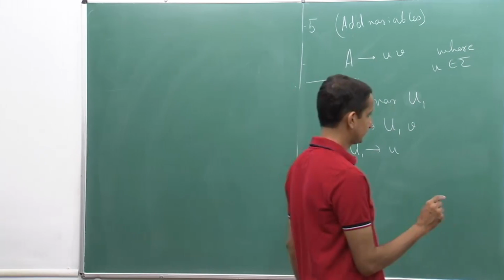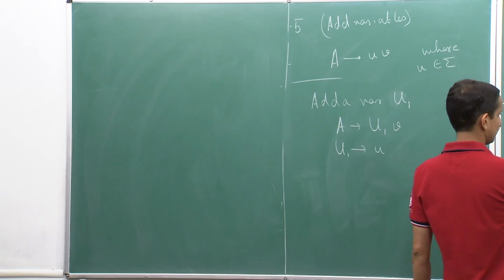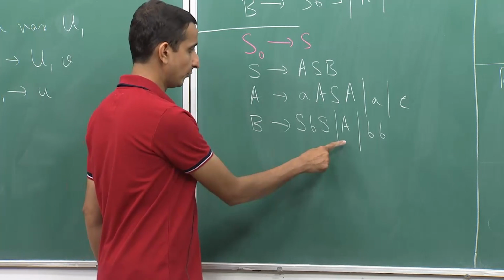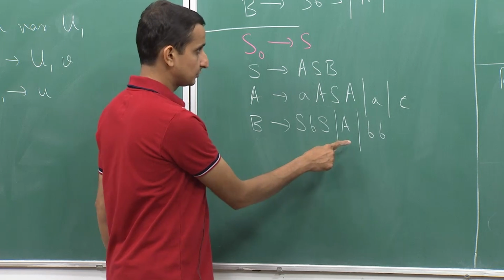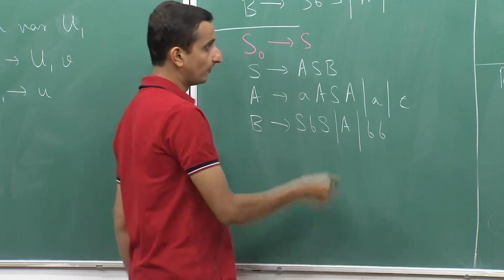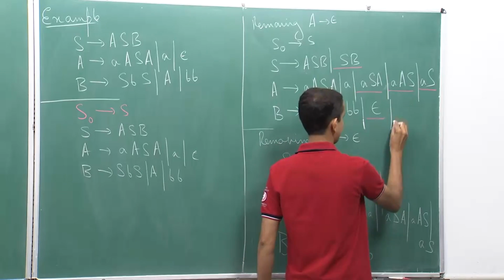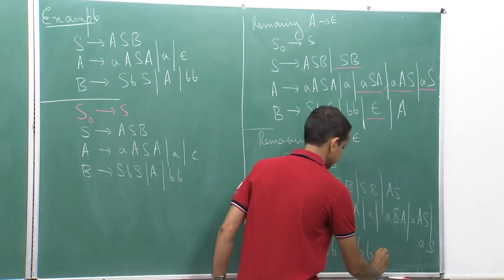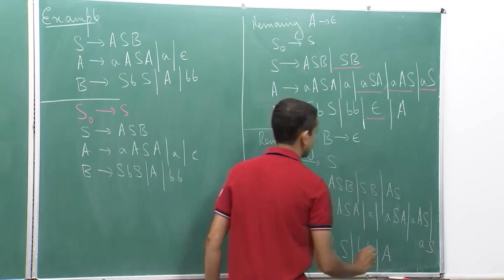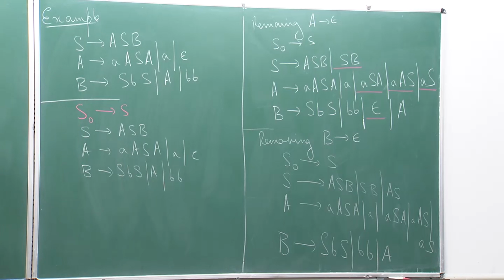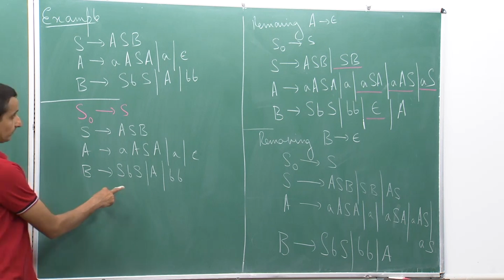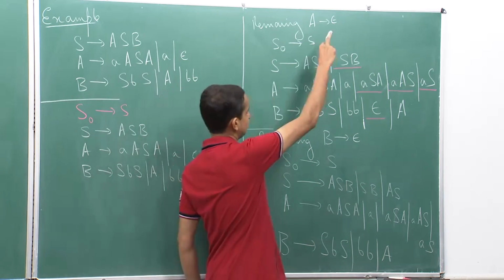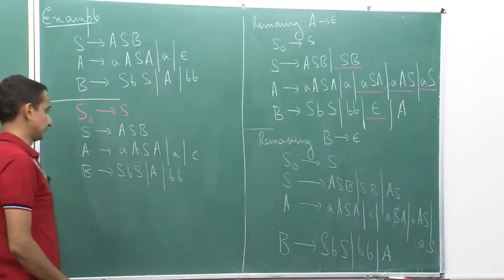Oh, so I actually missed this one out here. So, when I was removing B going to A, of course, I keep this B going to A. So, of course, this will be there, and I add the new rule B going to epsilon, okay, and the same thing happens here also. So, when I remove A going to epsilon, this is what should be there.